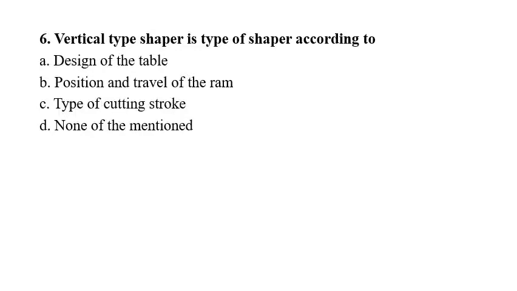Question number 6. Vertical type shaper is type of shaper according to design of the table, position and travel of the ram, type of cutting stroke, none of the mentioned. The answer will be B. Position and travel of the ram. Vertical type of shaper is classified based on position and travel of the ram.